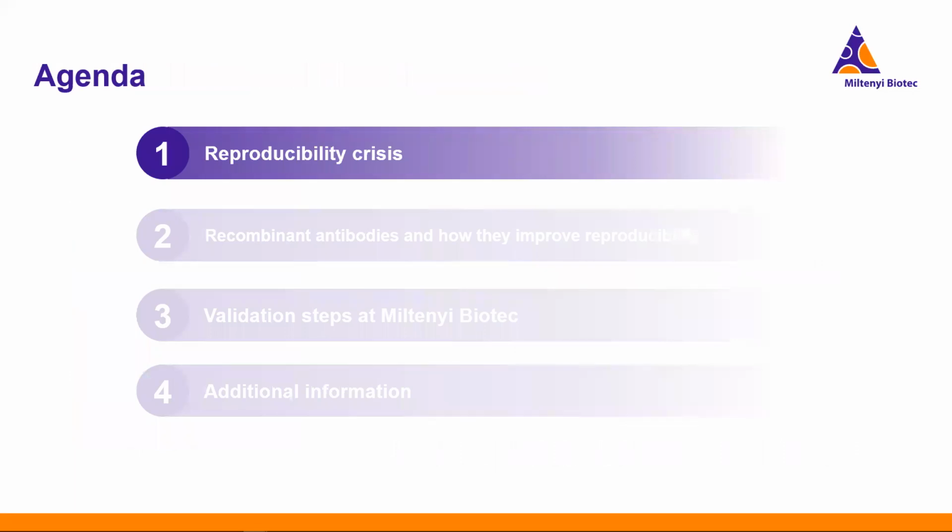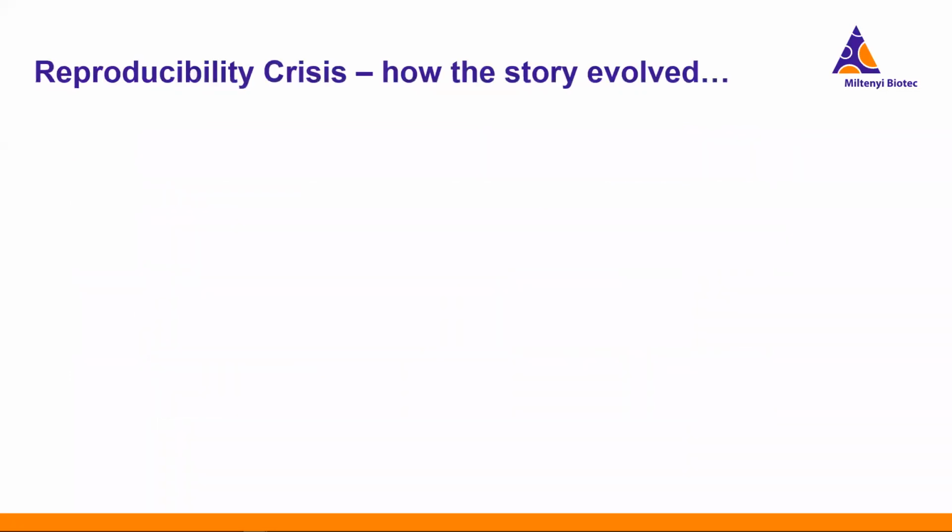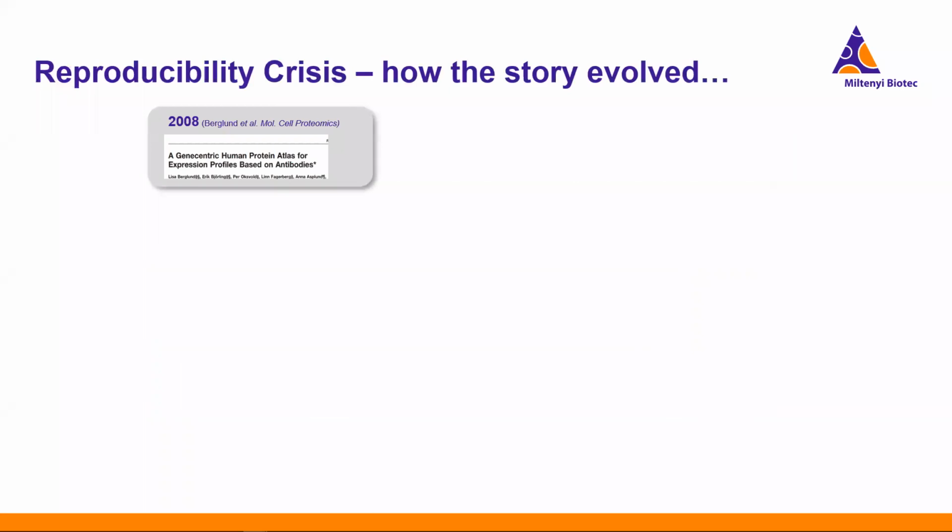So I'm going to start today by, I think, probably scaring the living bejesus out of you. We're going to talk about reproducibility in science and how the reproducibility crisis has been unfolding now for over a decade. So over the past several years, there has been a growing concern within the scientific community that a lot of published results are not reproducible, and antibodies are considered one of the biggest variables in the system. Here is a 2008 study by the Human Protein Atlas Project.